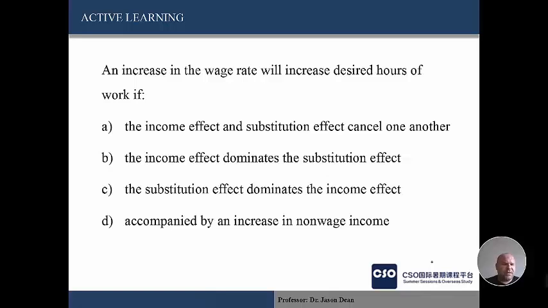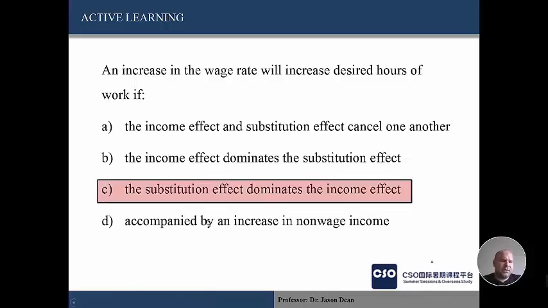Okay, the answer is in fact C. It's when the substitution effect dominates the income effect.